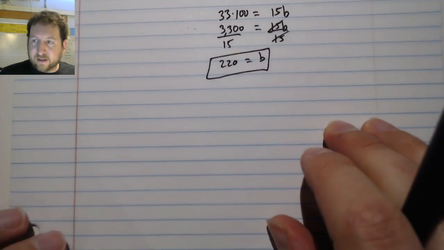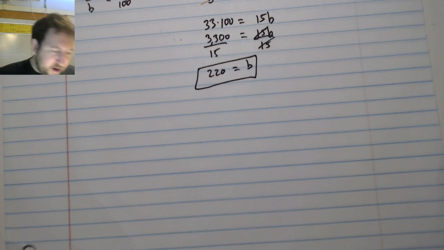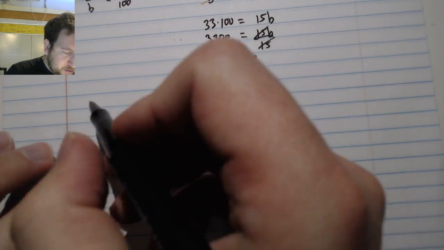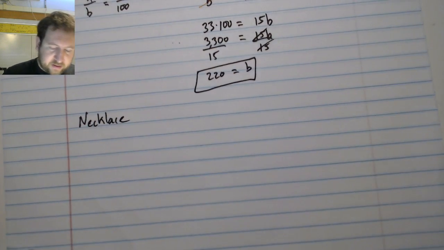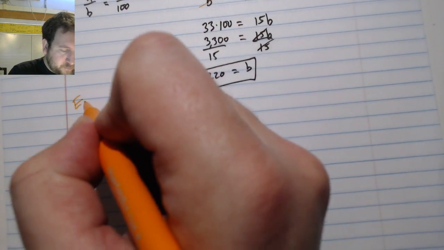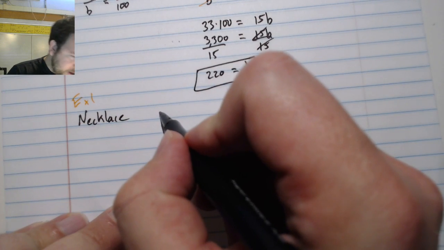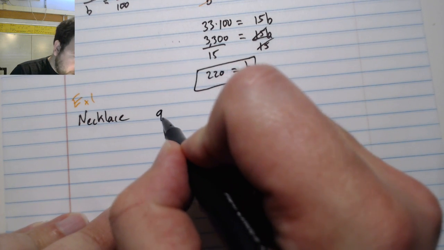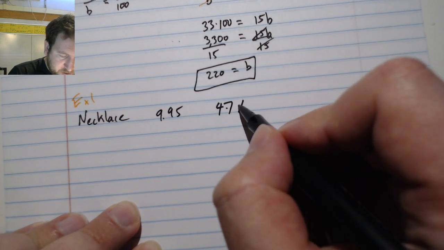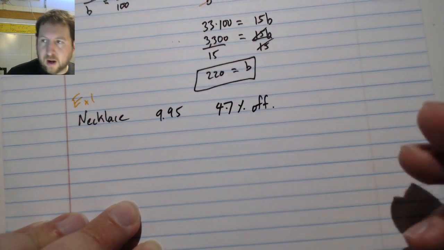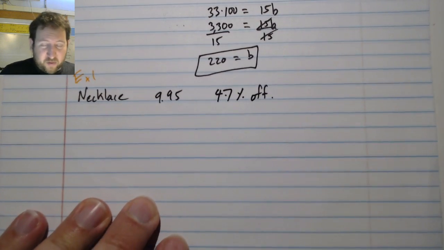Okay, let's take a look at the necklace problem that we had before. Let's write again what we know. Necklace. And let's label this example 1. The necklace is now $9.95, and it is 47% off. So we should be able to set up a proportion with just those numbers.